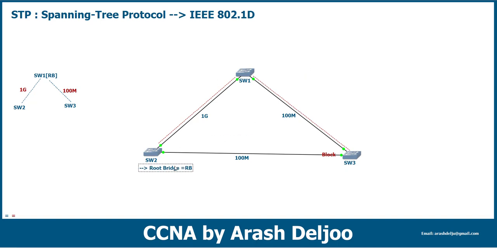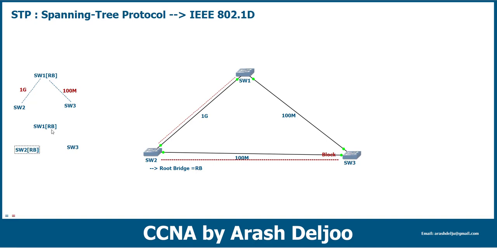If switch 2 is the root bridge, the links that will be selected are first the link from switch 2 to switch 1, and next the link from switch 2 to switch 3. The result is again using the 1 gigabit per second link and also the 100 megabit per second link. Let me write here: switch 1, then switch 2, and then switch 3. Now switch 2 is the root bridge.